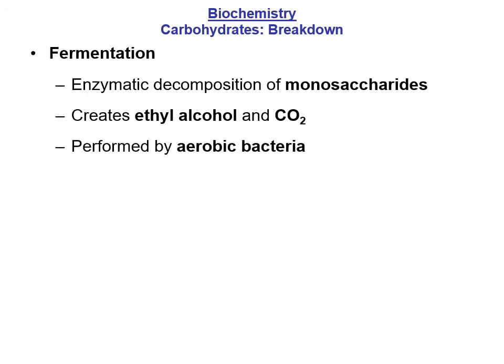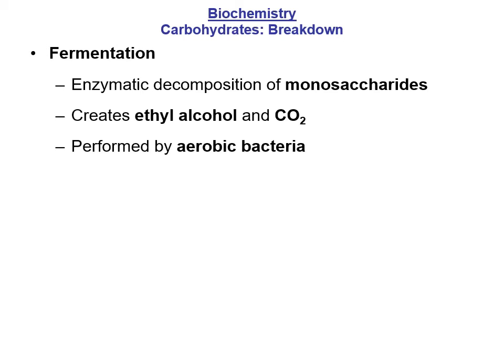This is performed by aerobic bacteria, and so if you want to make some moonshine, you take sugar, usually sucrose, put that in and start to boil it. It starts to break it down. The bacteria will come in and ferment it, and out comes ethyl alcohol, moonshine.